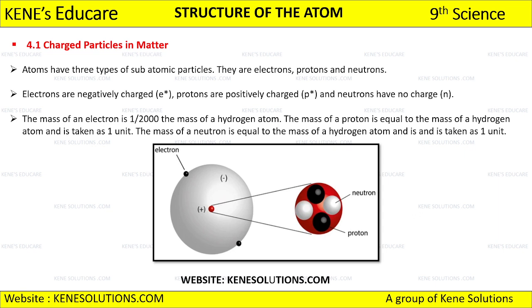After this, we discussed charged particles in matter. Here we have atoms which contain 3 different types of particles, and they include electrons, protons and neutrons. These are the 3 types of subatomic particles, and always know the charges they carry. Electrons always have negative charge, protons have positive charge, and neutrons have no charge, so neutrons are neutral.